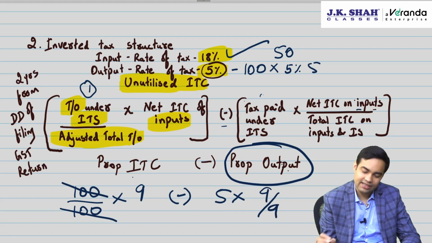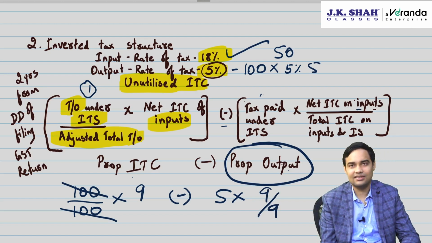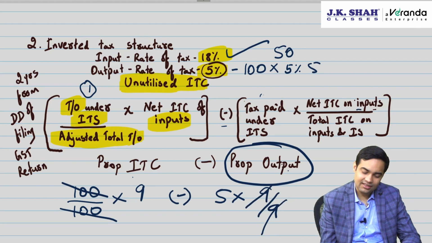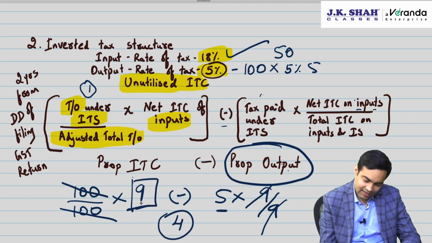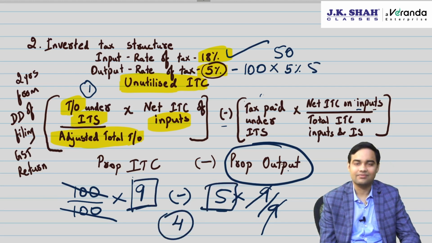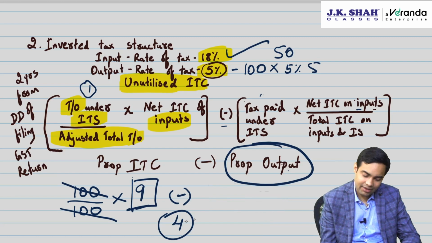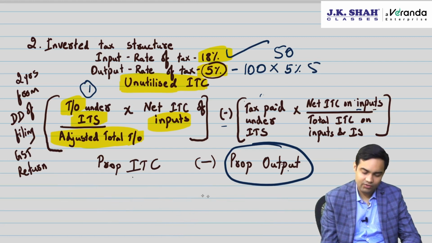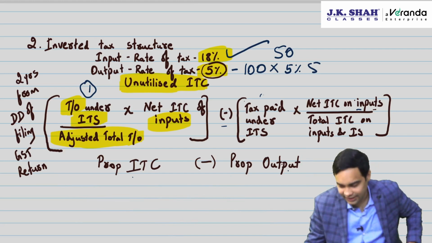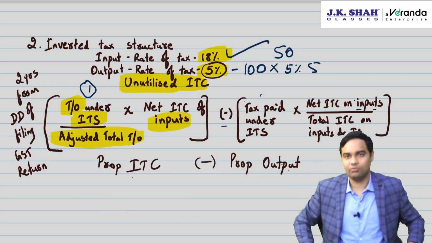Say suppose total ITC is also 9 rupees. There is nothing relating to input services. Then this will also get cancelled. So how much of refund are you eligible? 9 minus 5. What have you actually done? ITC minus output. With other numbers being there, this will never match always because the formula needs to be applied. But be very careful. It is nothing but proportionate ITC minus proportionate output.